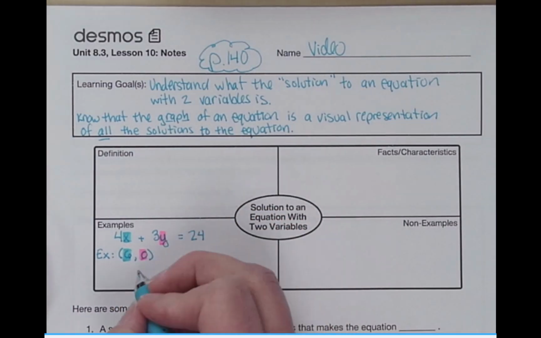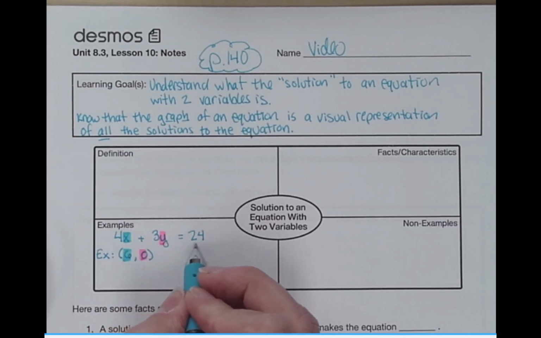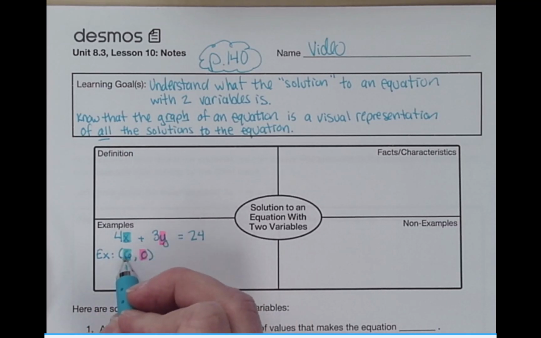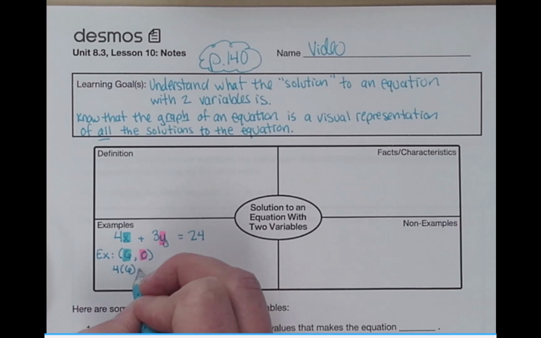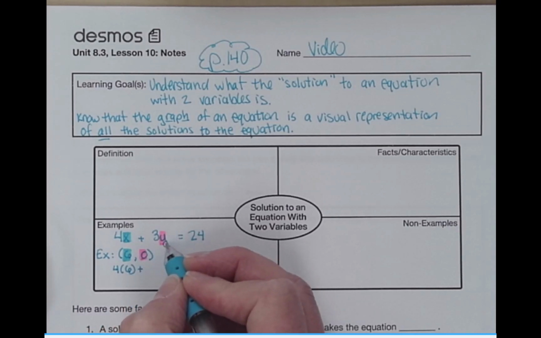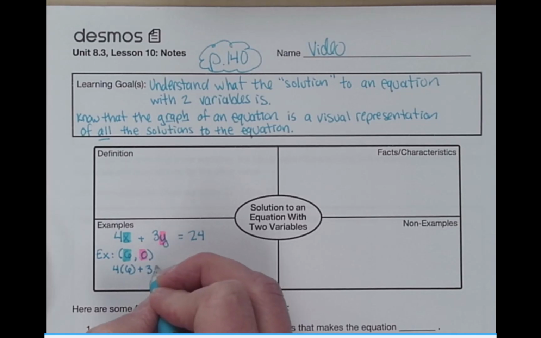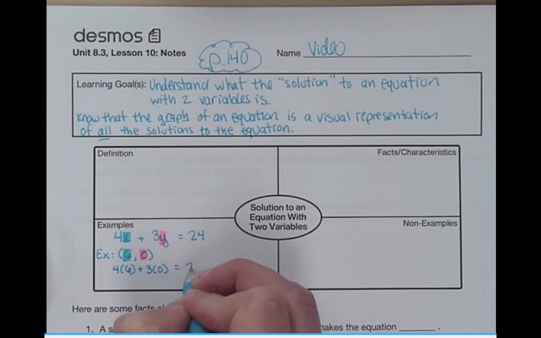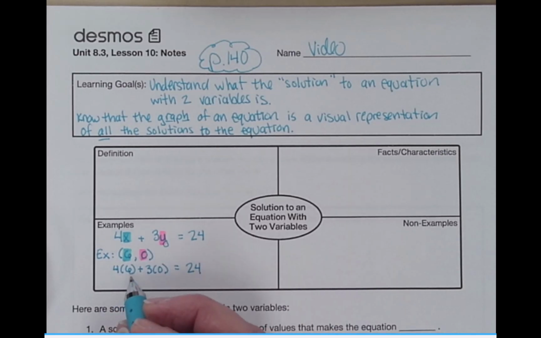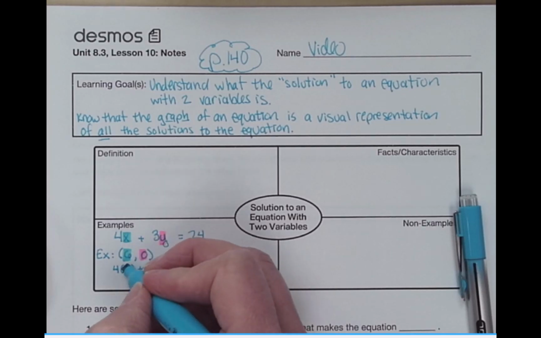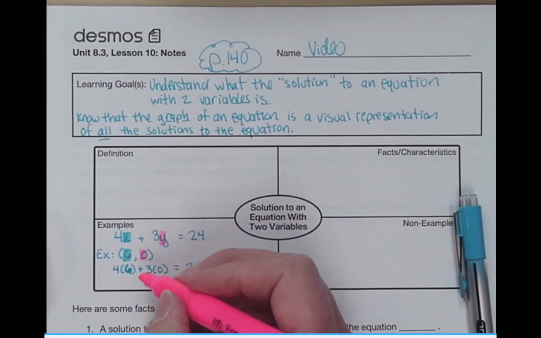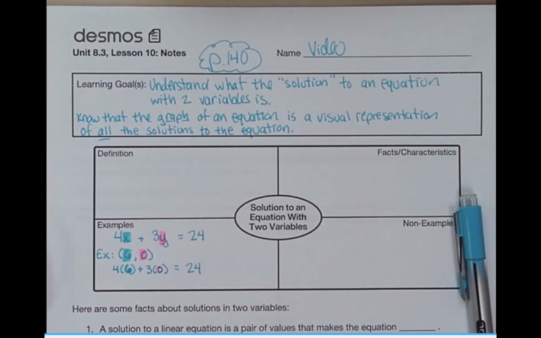Let's try it out here. So I'm going to rewrite this equation, but instead of writing x, I'm going to write 6. So let me start with 4 times 6, not x, but 6, plus 3 times y, but instead of y, I'm going to write 0. And let's see if those two values, when I substitute them in, make the equation true. Just make sure we're clear that the 6 is what I'm substituting in for x, and the 0 is what I'm substituting in for y.